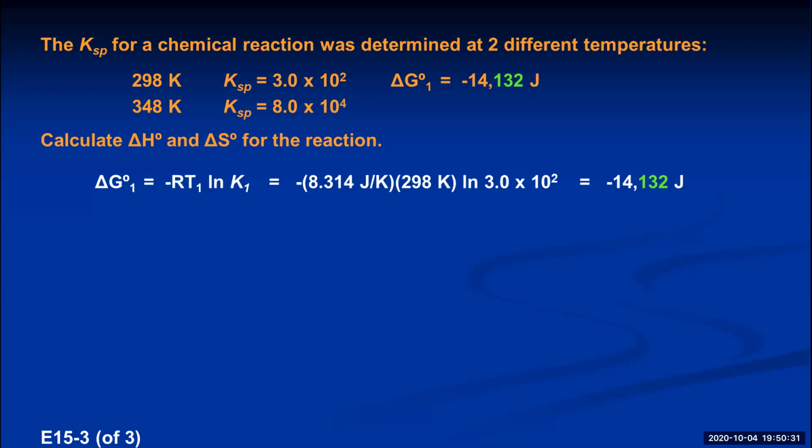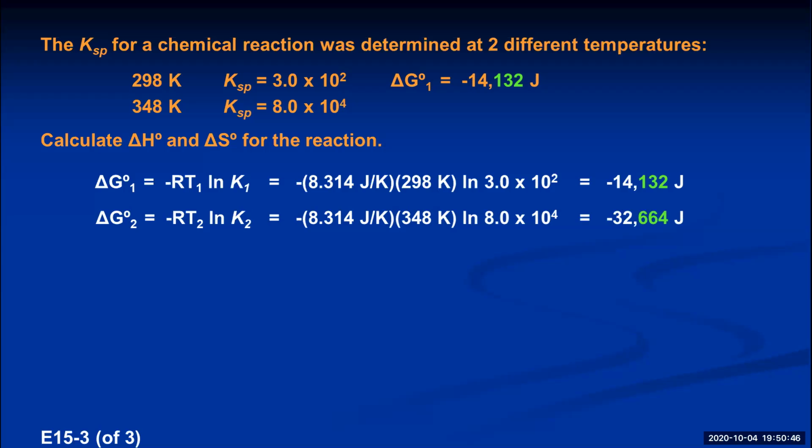So we now know the delta G naught that's associated with the temperature 298. At the higher temperature, we'll put in the temperature of 348, its equilibrium constant 8.0 times 10 to the fourth, and we calculate delta G naught at our higher temperature. It comes out negative 33,000 joules, or negative 32,664 if you keep the guard digits. So we now have our second delta G naught, that should actually say delta G naught 2 up there instead, at our second temperature of 348.